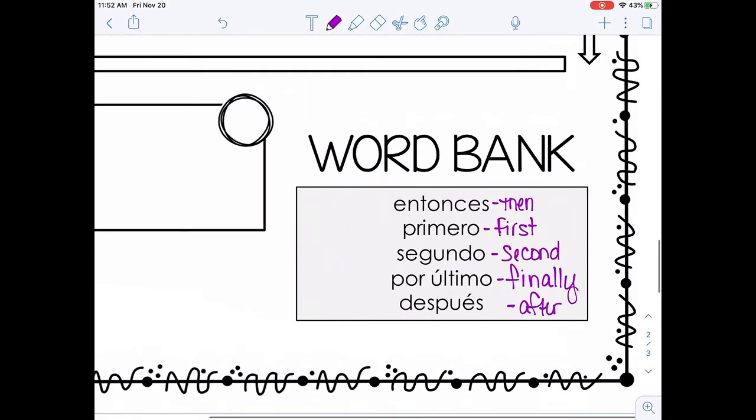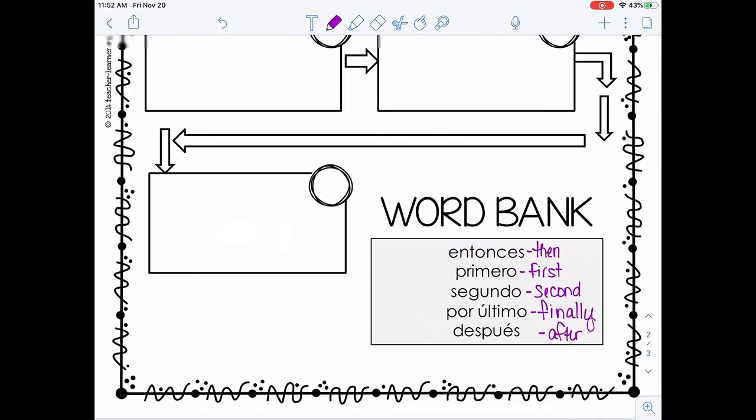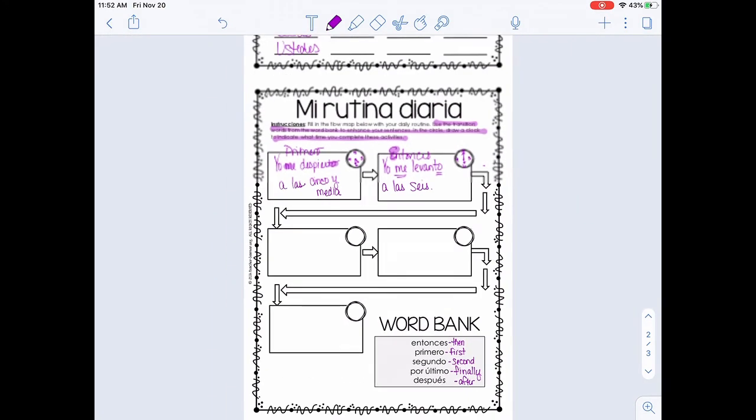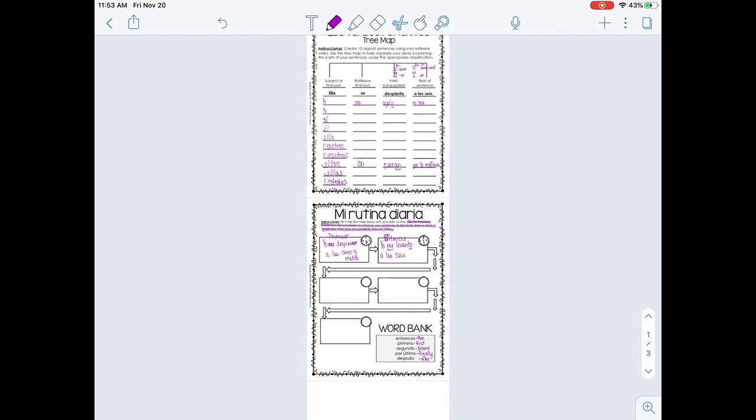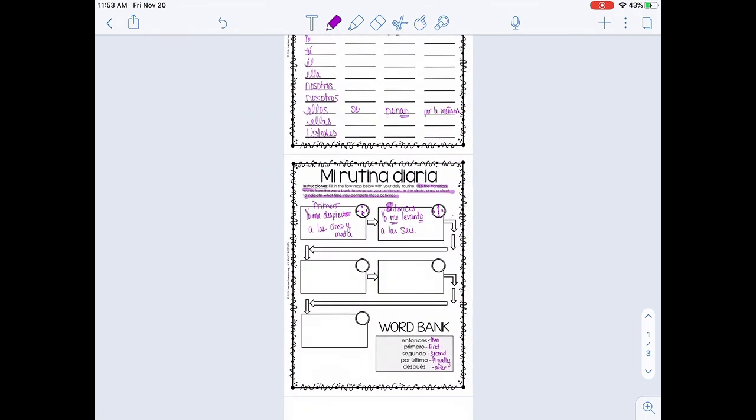So think about what those words mean and kind of add those in as transition words to your sentences telling me what you do for your daily routine. And remember to conjugate your verbs and put your reflexive pronoun beforehand. Okay? So this is your assignment, is to fill this out the rest of the way.